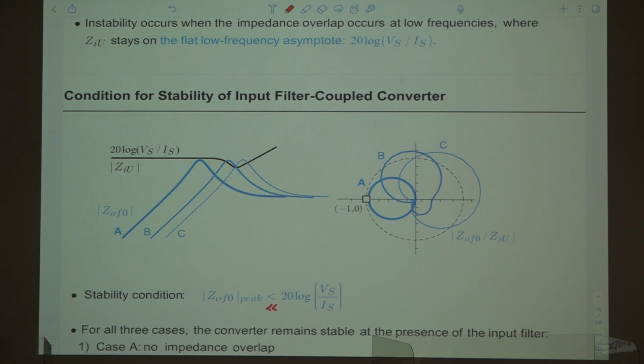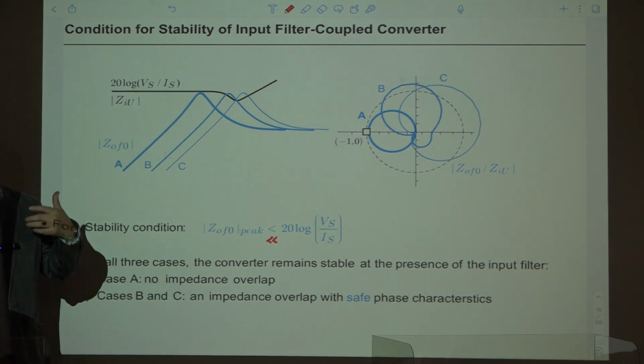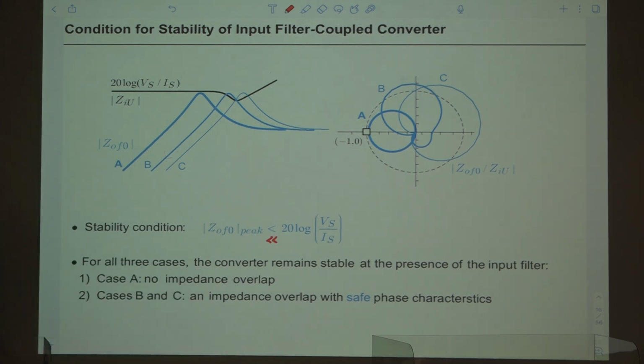So for case A, there is a gap, a very small gap. So it's very risky, but the converter is stable. And for cases B and C, there is overlap. But the phase characteristic of this input impedance is somewhat favorable to us. Okay, so maybe a safe characteristic. So the converter may remain stable, but obviously it's a very risky, dangerous design. So you should avoid this all the time. Okay, and another example is shown here.